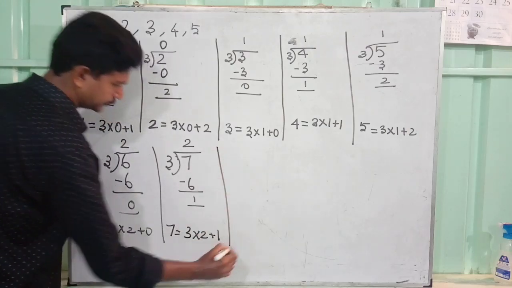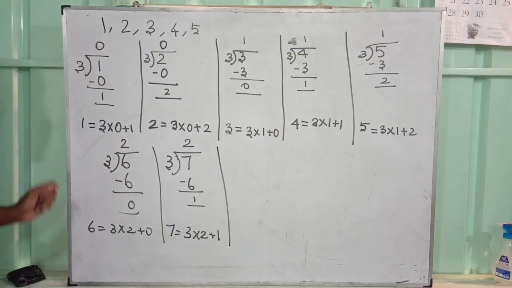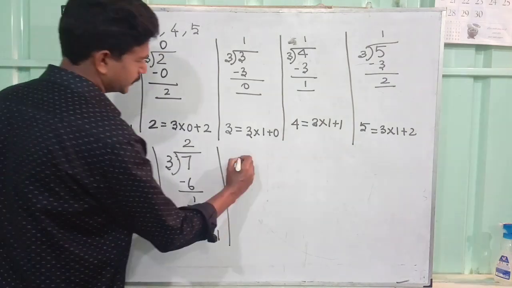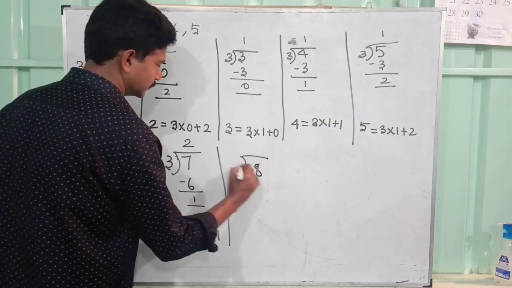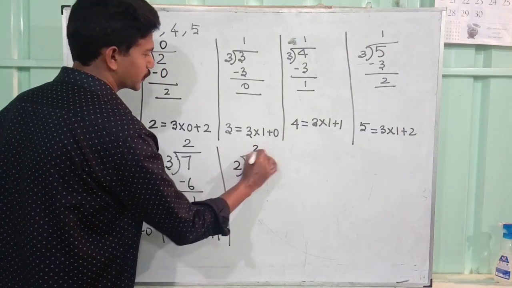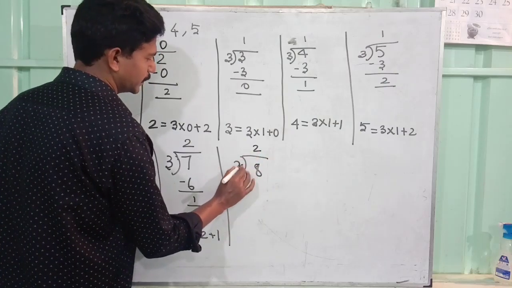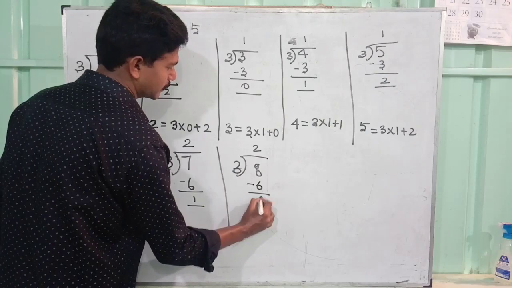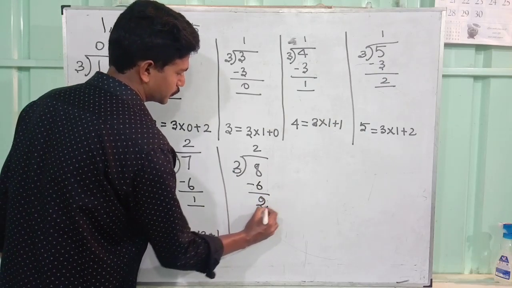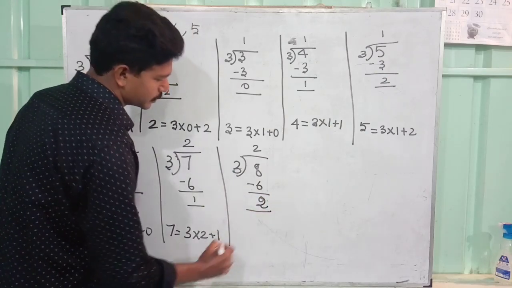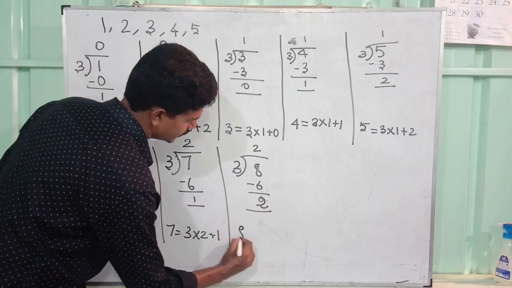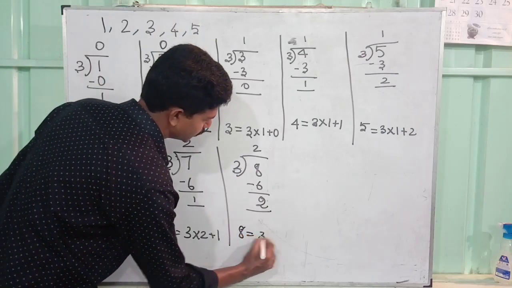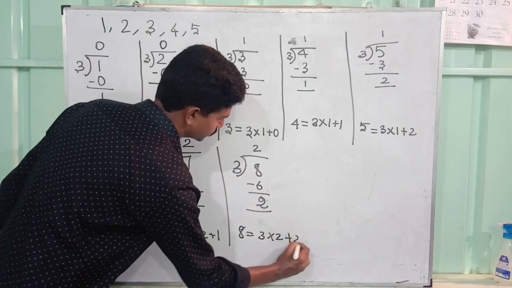Another number, 8. Dividing by 3, it goes 2 times. 2 times 3 is 6. When we subtract, we get the remainder 2. So we can write 8 is equal to 3 into 2 plus 2.